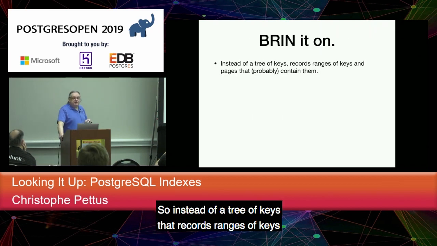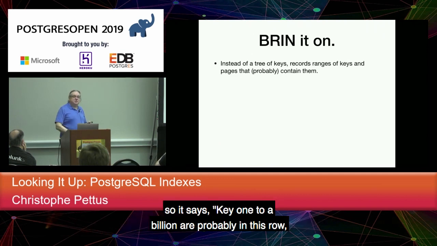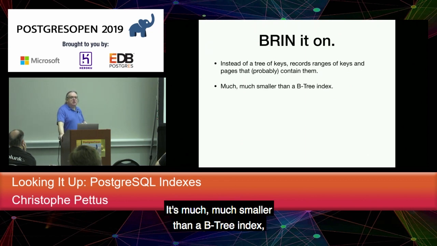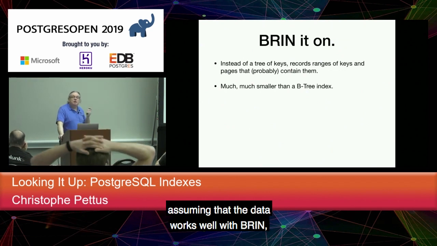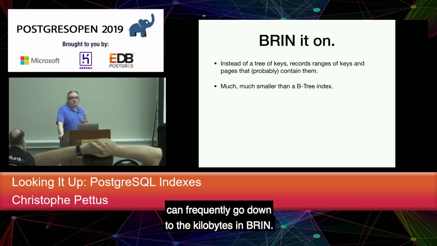So instead of a tree of keys, it records ranges of keys in the pages that probably contain them. So it says keys 1 to 1 billion are probably in this block, so go into that block and find them. It's much, much smaller than a B-tree index. And by much smaller, assuming the data works well with BRIN, a B-tree index that is in the gigabytes can frequently go down to the kilobytes in BRIN. So it's multiple orders of magnitude smaller.